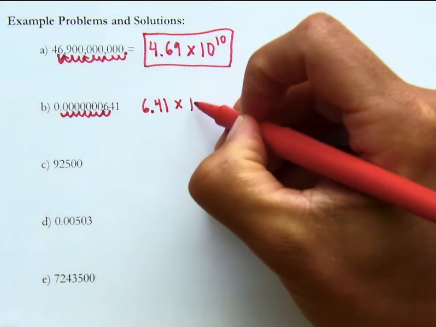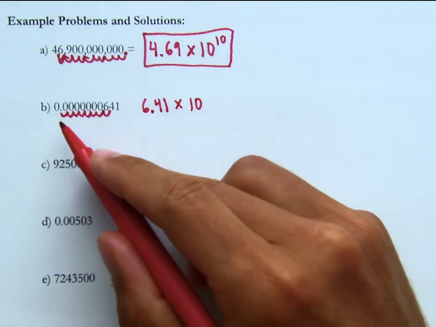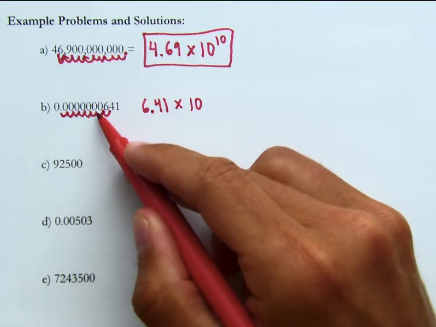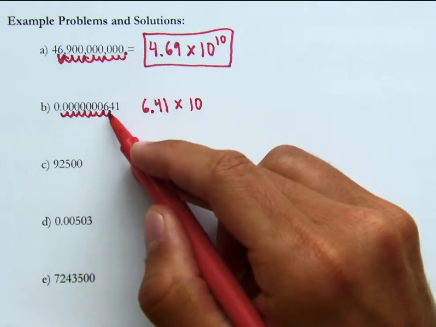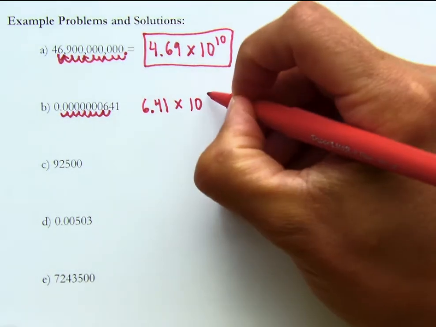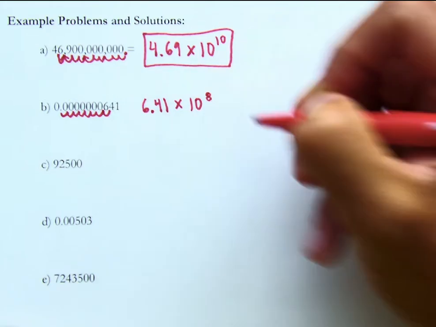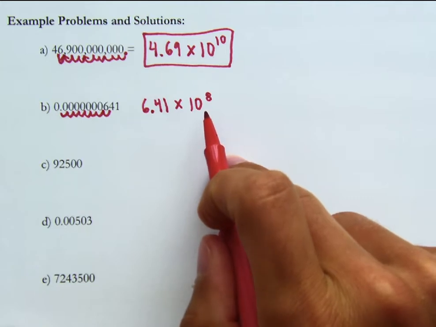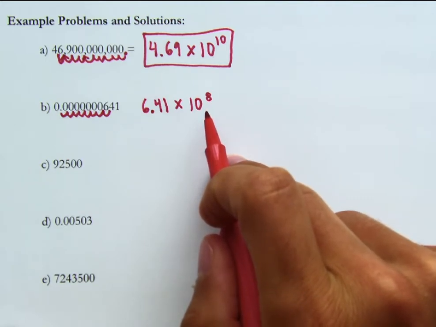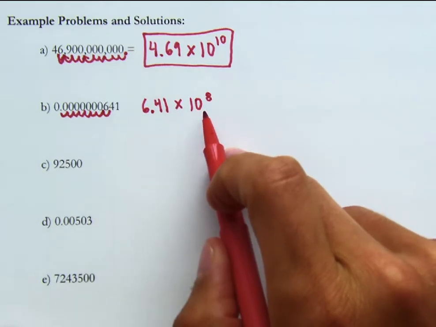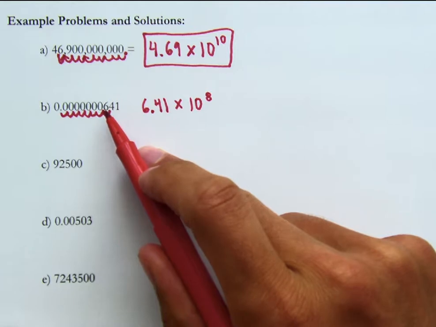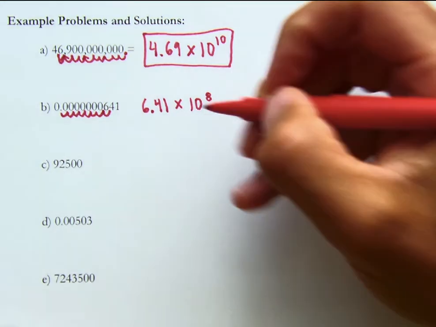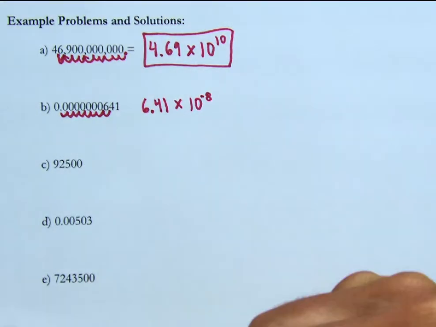Now this is going to be times 10 to some exponent. Now I had to move the decimal 1, 2, 3, 4, 5, 6, 7, 8 places. So it might be tempting to say, oh, it's 10 to the 8 because we moved it 8 places, right? Well, 10 to the 8 is 100 million. So if you took 6 times 100 million, you would get about 600 million. Is this number 600 million? No, it's less than 1. So if the number is less than 1, our exponent is going to be negative. So this is to the negative 8th power.